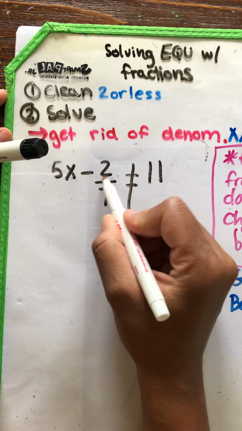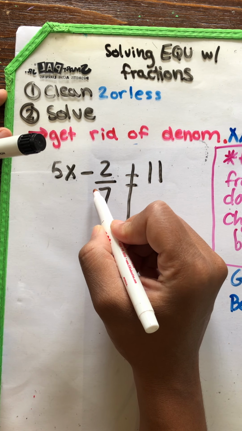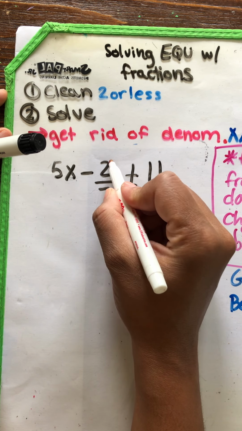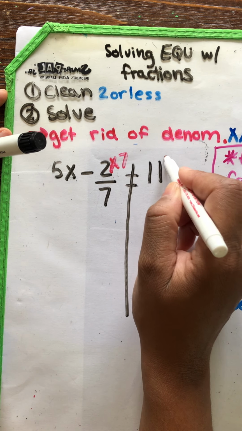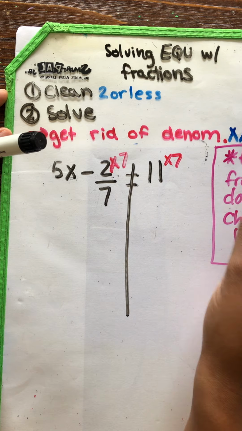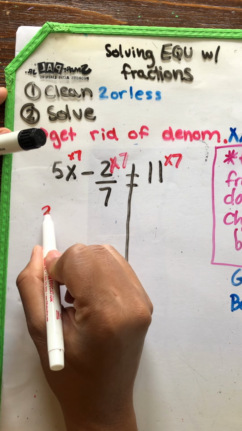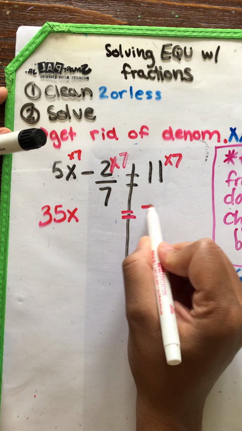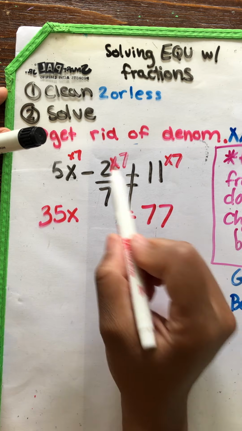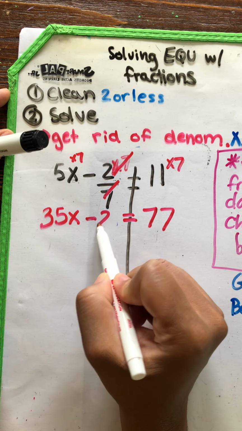But what is making it mess up is this divide 7. So I'm going to get rid of this divide 7 to get rid of my fraction. The opposite of a divide 7 is a times 7. But I have to multiply everything, all items in my line, times 7. This becomes 35 x's. This becomes 77. The top of my fraction does not change when the bottom cancels.